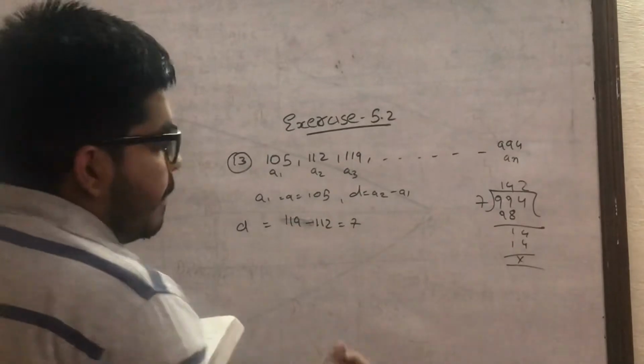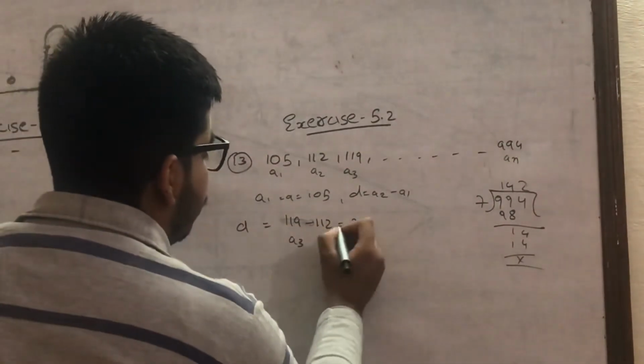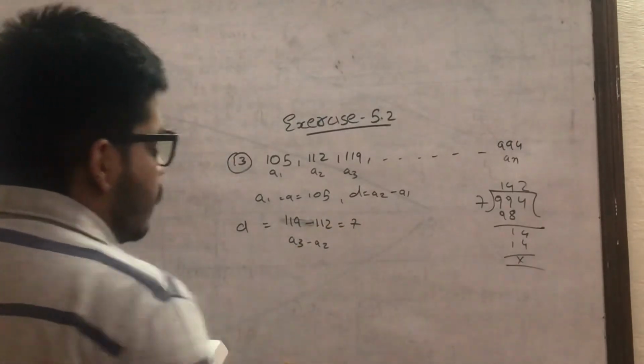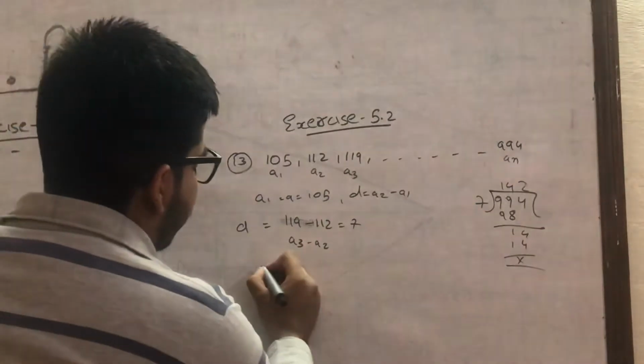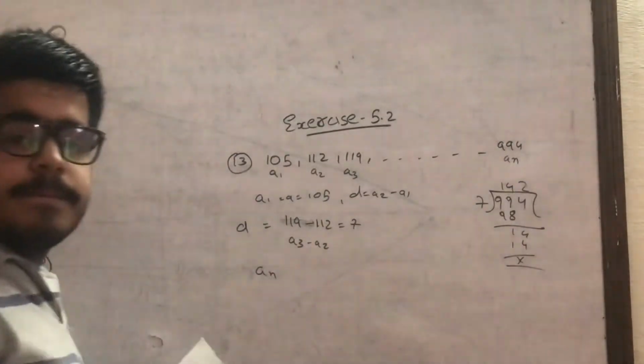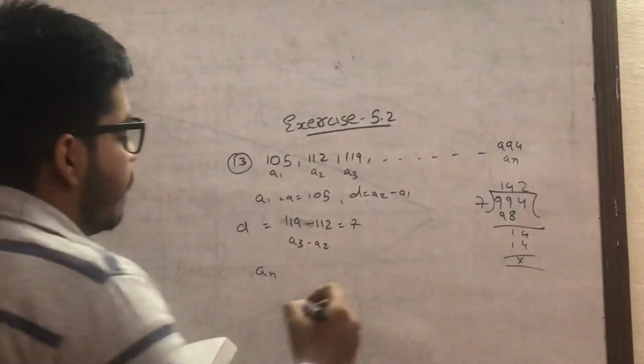Okay. There you can write down A3 minus A2. You have taken A3 minus A2 as D. But D is the same whether you take A2 minus A1 or A3 minus A2. Yes, sir, it is one and the same thing. An is given as 994. What do you have to find out in this question? How many 3-digit numbers? N you have to write down. N is equal to question mark there.